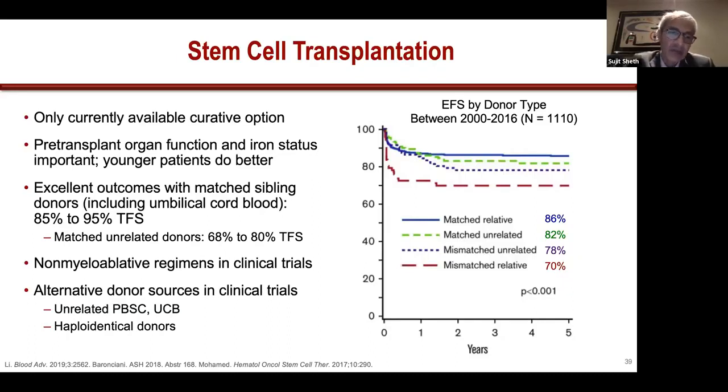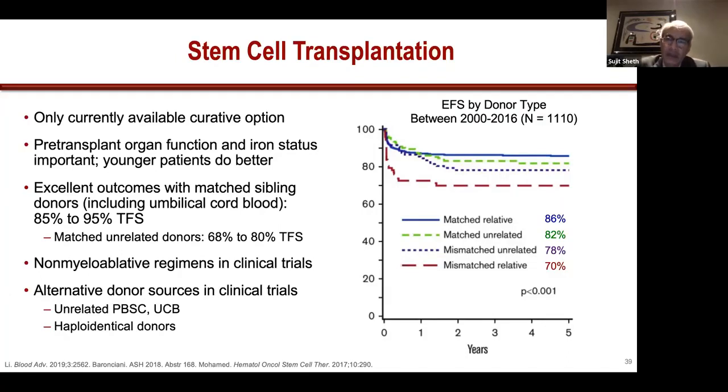Non-myeloablative regimens have been used and continue to be in clinical trials. These are looking to see if you can reduce the toxicity related to the myeloablative conditioning regimen, particularly the infertility and the risk for clonal disease. And then alternative donor sources are also being used in ongoing clinical trials, including haploidentical donors, which some studies have shown reasonably good results in as well.